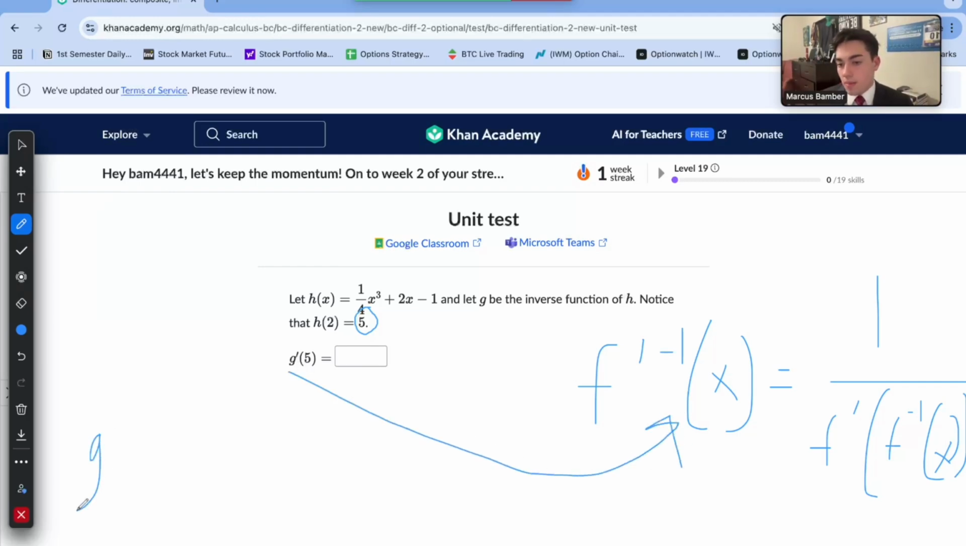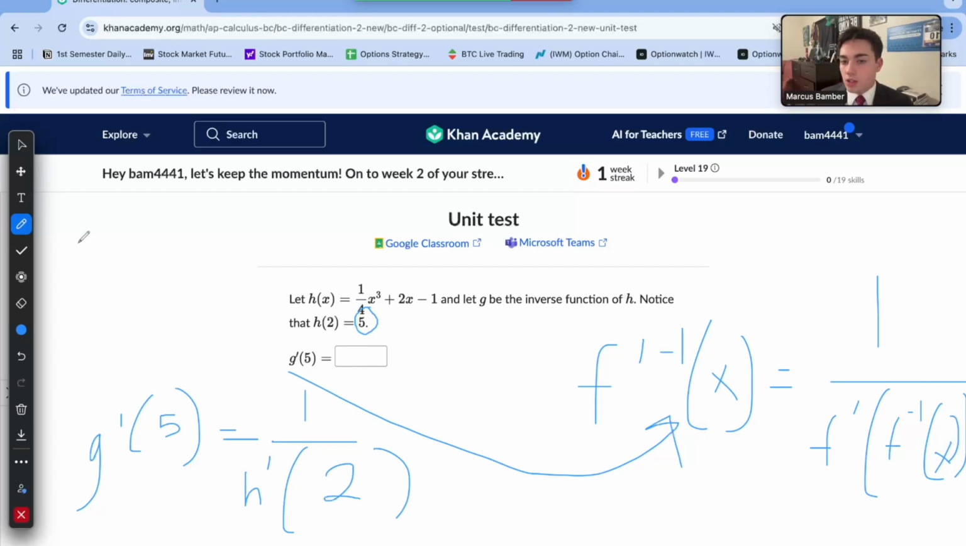So the derivative of g at 5 is equal to 1 over the derivative of our regular function, which is h in this case. So we're going to find the derivative of h at our inverse function of x, g of 5. As we can see here, g of 5 is just equal to 2 because it inverses h. If h of 2 is equal to 5, g of 5 is equal to 2 because they're inverses. Now we just find the derivative of h at 2.